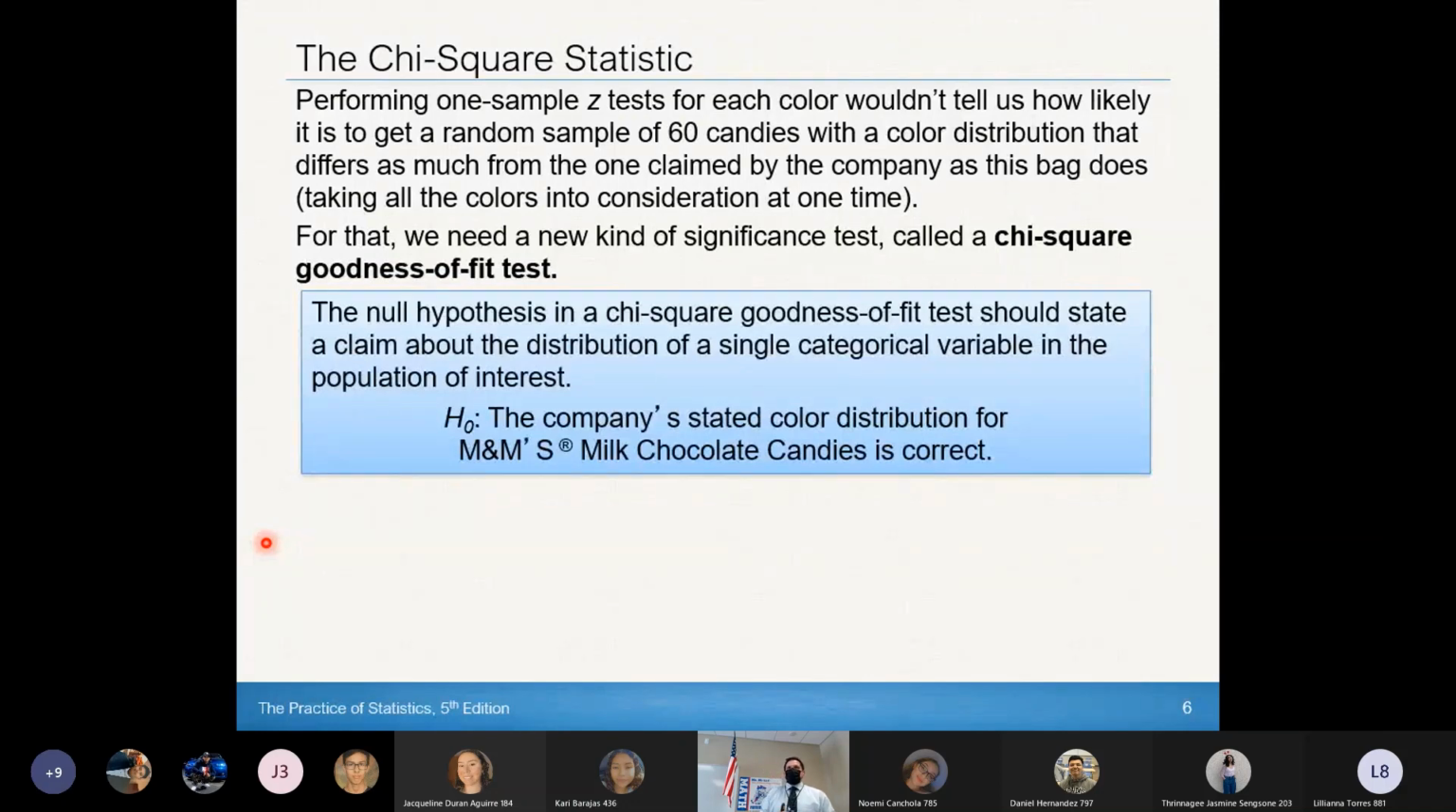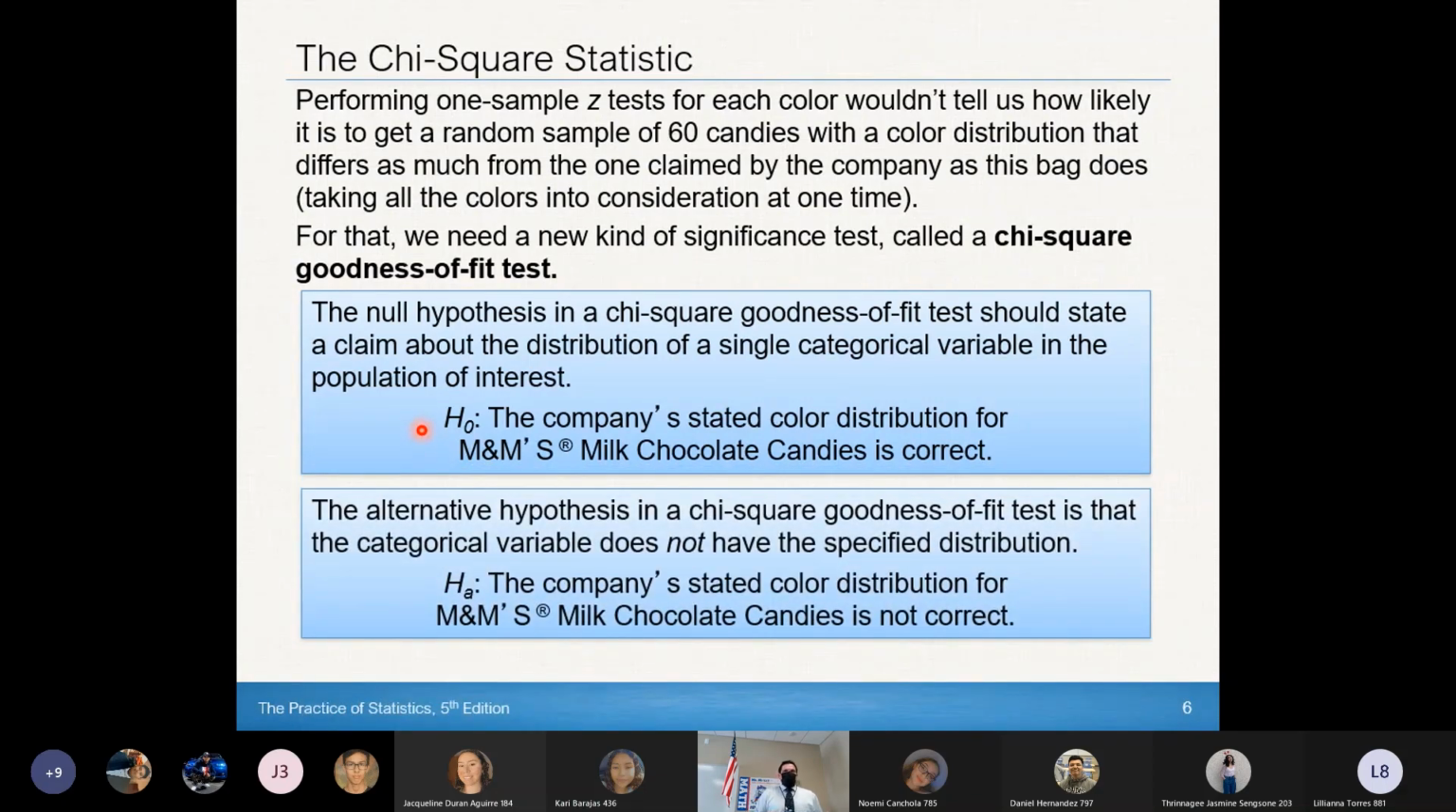Right, the null hypothesis in a chi-square goodness of fit test should state a claim about a distribution of a single categorical variable in the population of interest. And so we have that here. The null hypothesis is that the company's stated color distribution for M&M's milk chocolate candies is correct. Right? I'm going to say, okay, they're right.